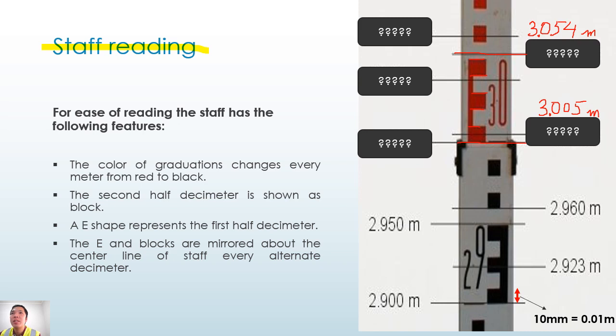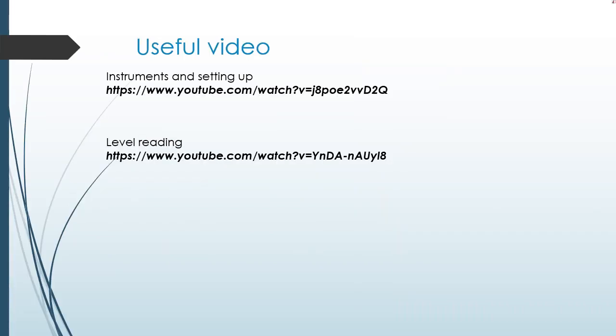So that's how you take the reading, and you have to do your own judgment to know the level of the staff, and then you will take the reading and take note and calculate the results later on. For more instructions about leveling, you can watch the videos from the links below.